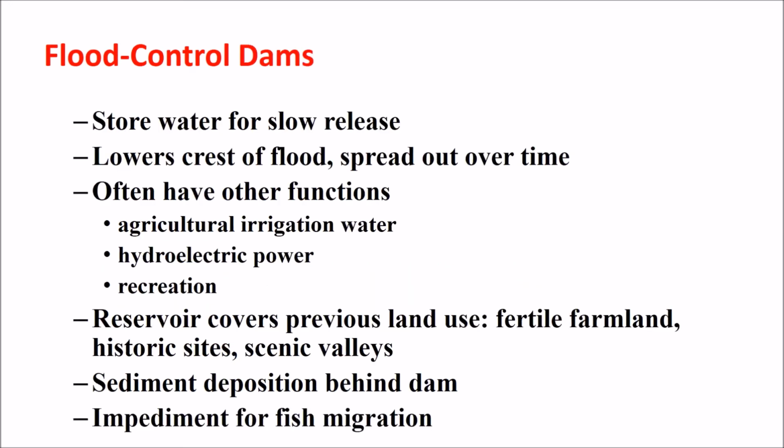Okay, and here talking about flood control by using a dam, we can store the water for slow release. Yeah, lower crest of flood spread out over time. Because after raining without a dam, the water runs directly from upstream to downstream, and there is a lot of water. But with a dam, part of the water can be stored, and then later on, after the rain, we let it flow down gradually. So it will reduce the flooding downstream of the dam.